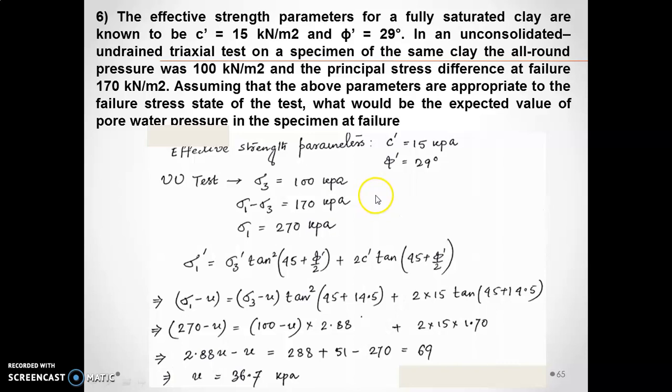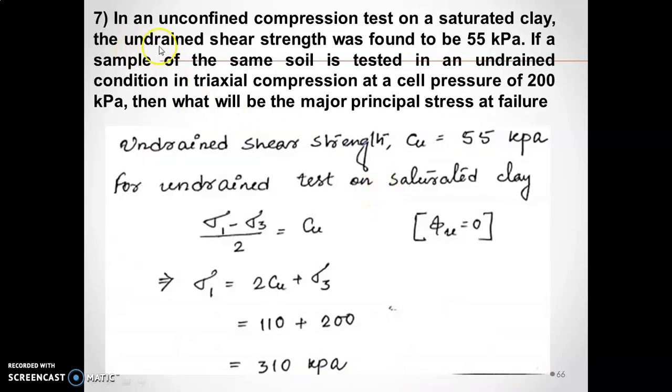Let us take one more example. In an unconfined compression test on a saturated clay, the undrained shear strength was found to be 55 kPa. If a sample of the same soil is tested in an undrained condition in triaxial compression at a cell pressure of 200 kPa, then what will be the major principal stress at failure?